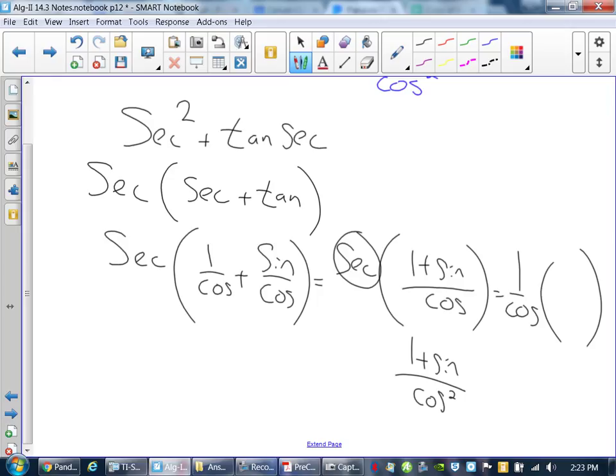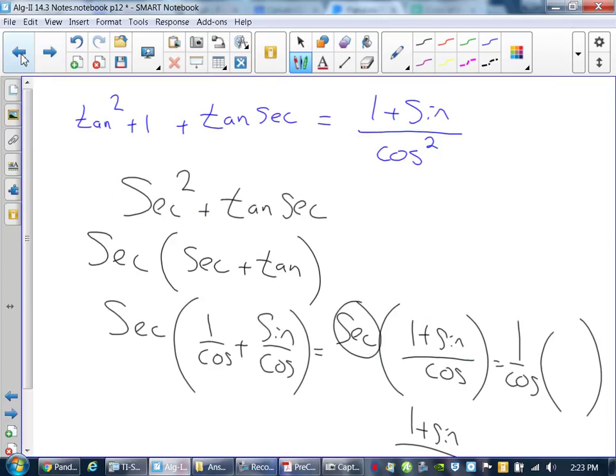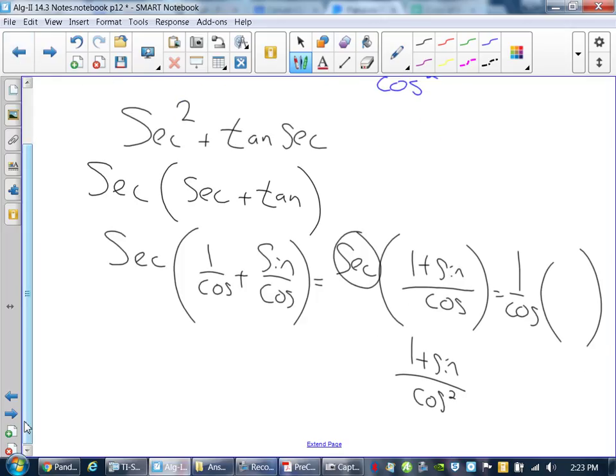What's the other one? What was the next one? Why is it? So when you multiply that in, why does it go to the bottom? Oh, secant is the same thing as saying 1 over cosine. And then when you have fractions, multiply that 1 over cosine. Yeah, because with fractions you're just multiplying straight across. So it's 1 times 1 plus sine, cosine times cosine is cosine squared. Okay.